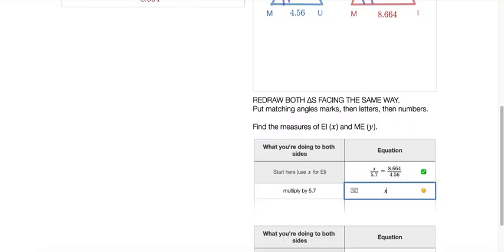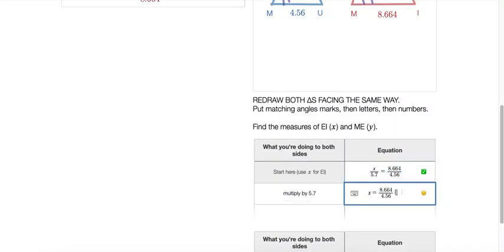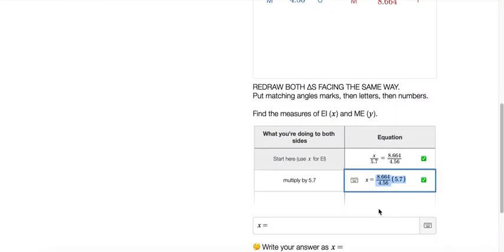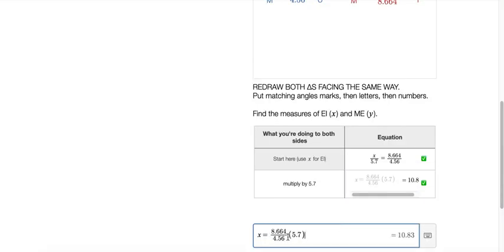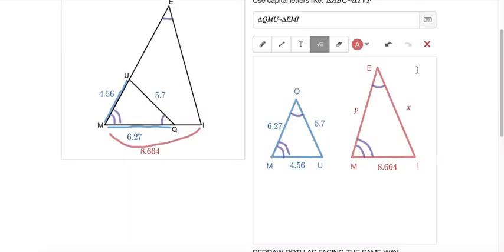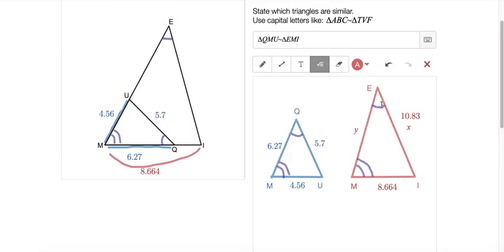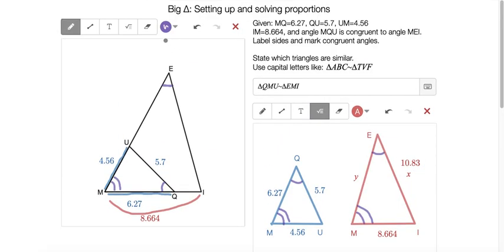We do it to both sides. X is now not being divided by 5.7 anymore. It's all alone. We have 1x, which is equal to whatever was on the right side. Take it and also multiply that by 5.7. That will give you something. Copy it, paste it here, let Desmos calculate for you. That is 10.83. So X is 10.83. I'm going to put it here, 10.83, and I'm also going to go put it in the original figure. That's from I to E, 10.83.